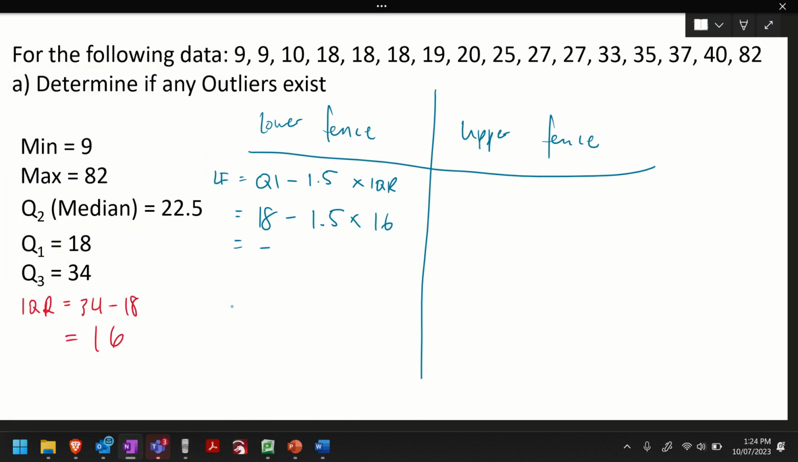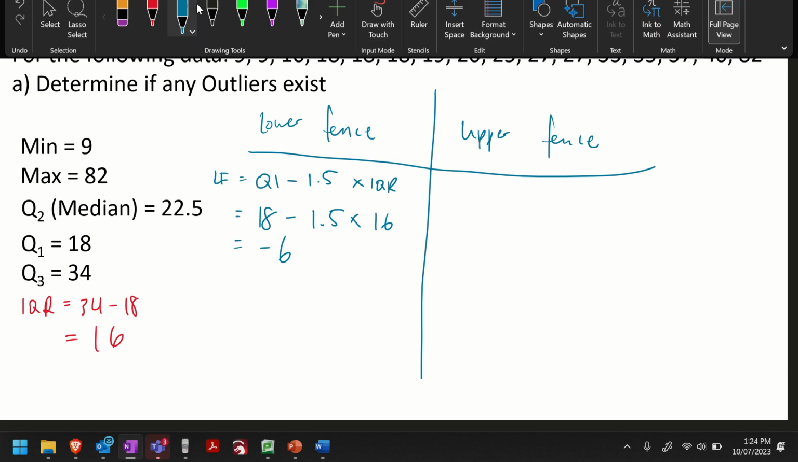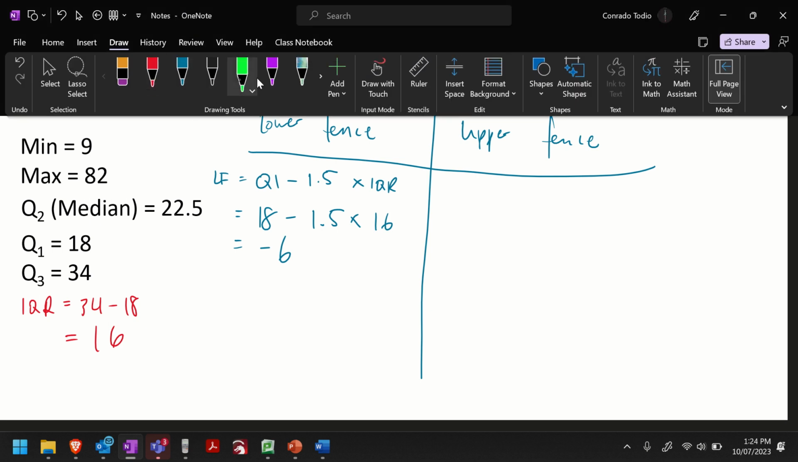Now, listening. My lower fence is negative 6. What does that mean? Any number that's lower than negative 6 is an outlier. Technically, negative 6 is over here. Do we have any numbers lower than 9? No. So there's no outlier in the lower fence. What about the upper fence? Well, let's calculate it. I can see that there probably is, but you have to prove it. You can't just say there is an outlier.